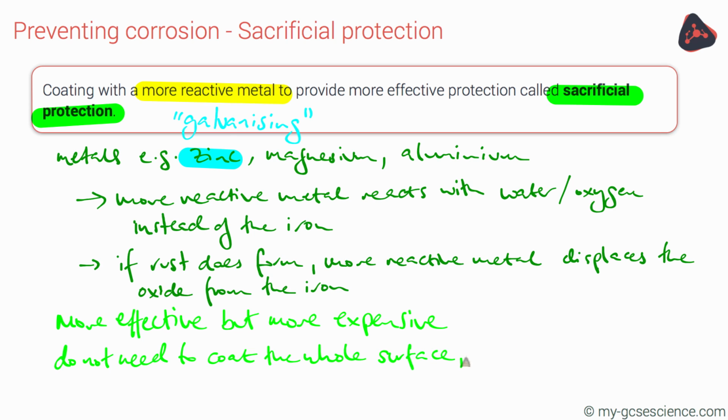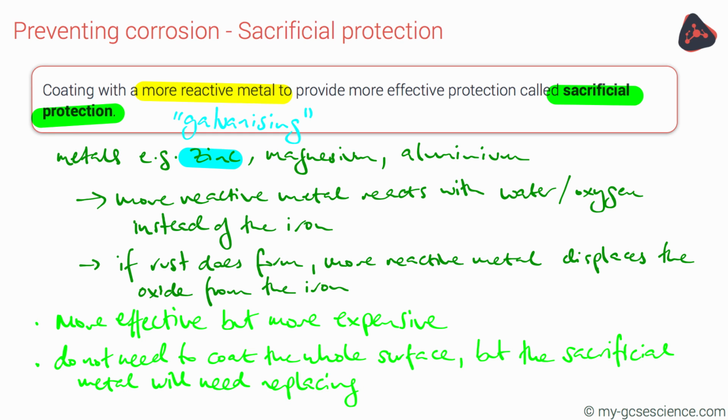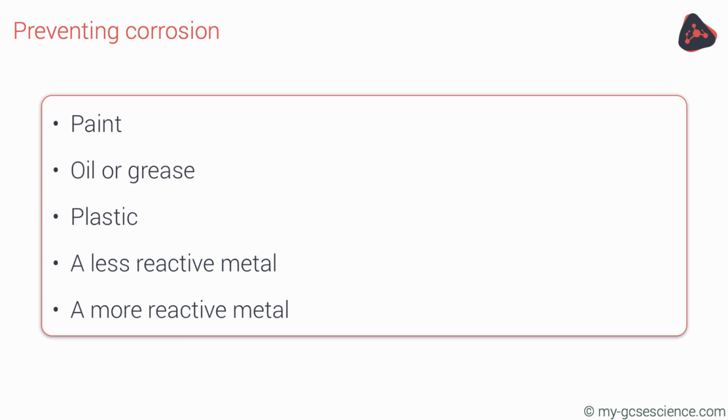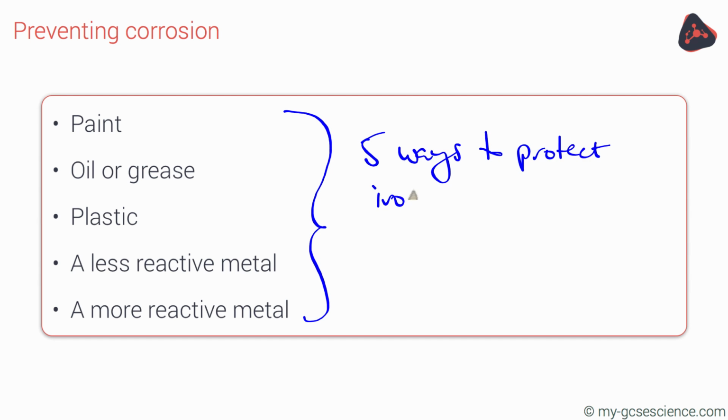So for example, on a bridge, magnesium blocks might be placed on the legs of the bridge, and that can be enough to protect the rest of it. However, because the sacrificial metal reacts over time, then it needs replacing regularly. So there are two types of ways of preventing rust: the barrier method and the sacrificial method. But overall, there are 5 ways you need to know about that can be used to protect iron from rusting.